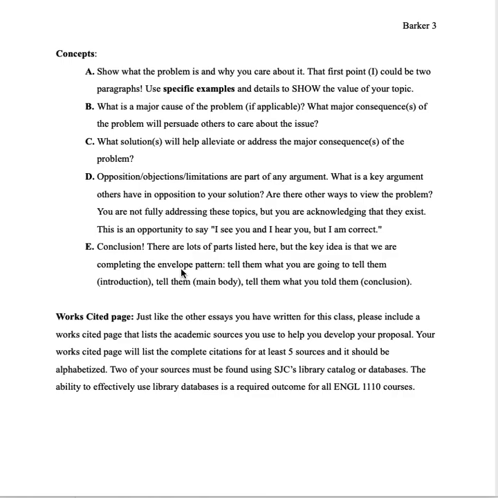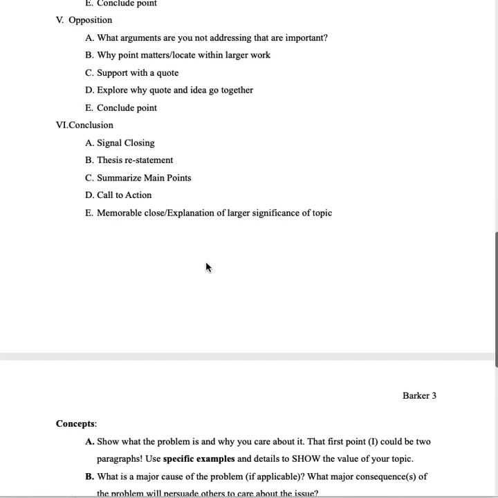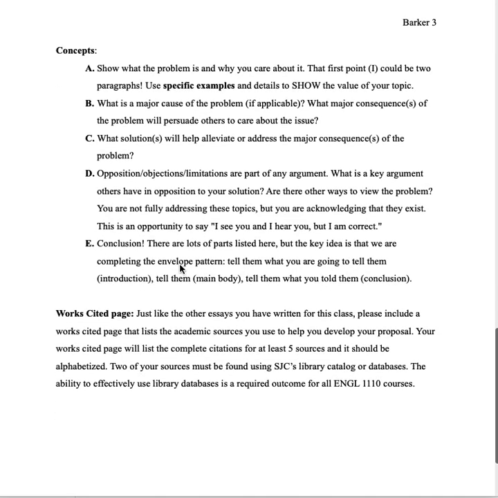And in that conclusion, I gave you lots of parts here: signal a closing, thesis restatement, summarizing. But I want you to think about the envelope pattern, that we start off by telling people what we're going to tell them. I'm going to talk about literacy. I'm going to talk about literacy rates being weak and that I want them to be 100%. Then I'm going to tell them in the main body, I'm going to give lots of resources and solutions and points and key ideas. And then I'm going to say, I told you about literacy, and this is what I want you to do about that knowledge that you've now gained.